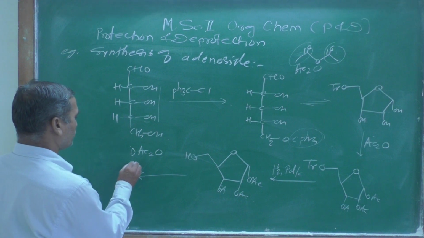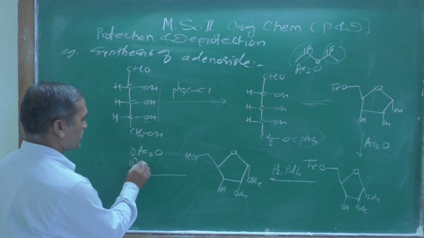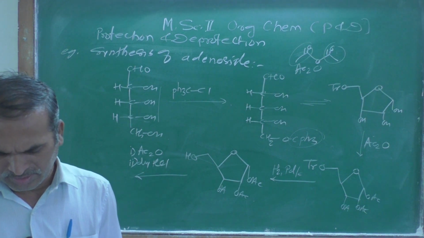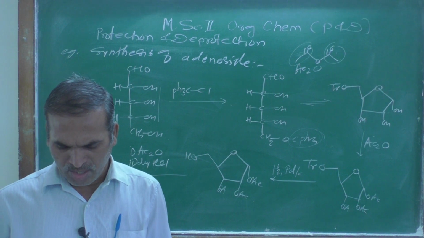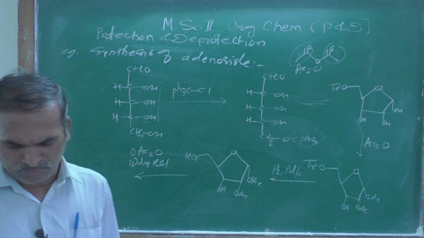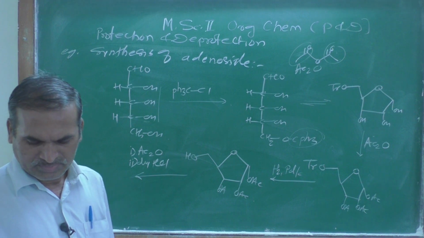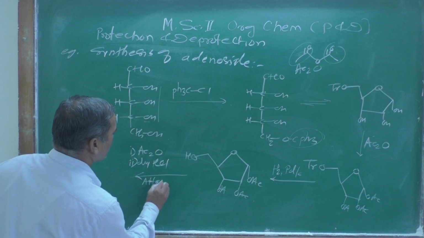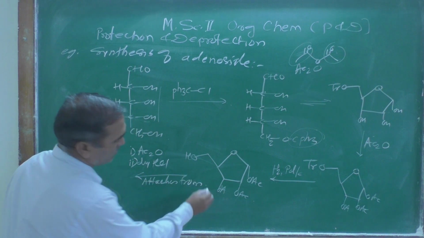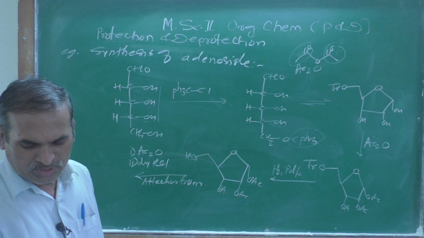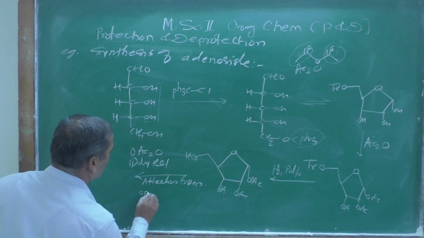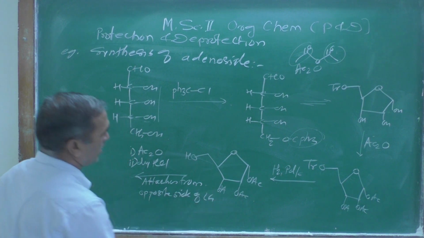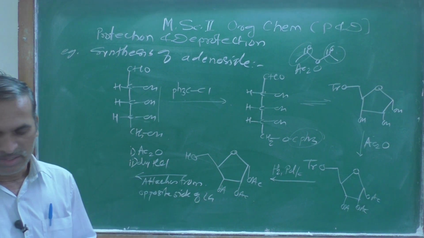Then the second reagent I am using is dry HCl, hydrogen chloride, which attacks from the opposite side of the leaving group. I am writing LG in short, which means leaving group.